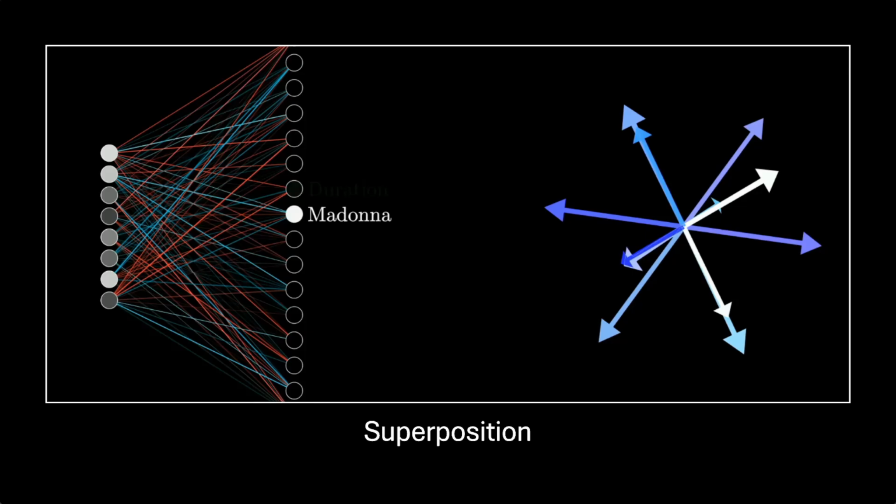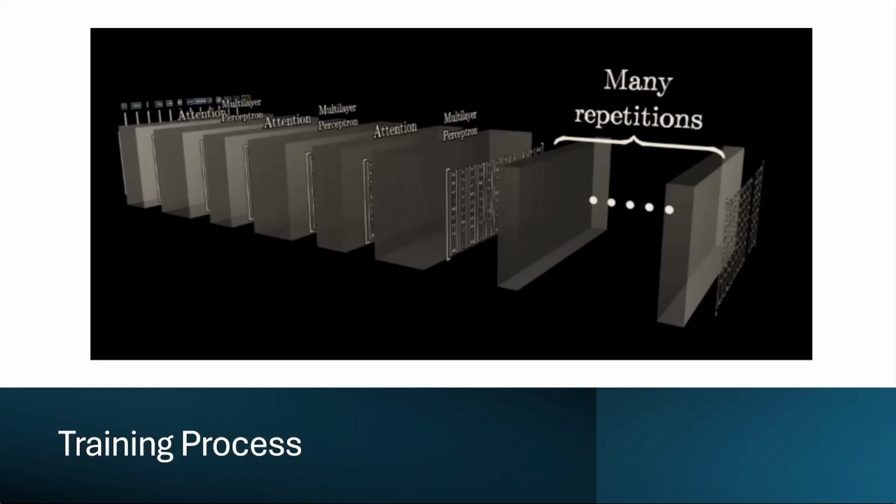The theory of superposition implies that individual features are not visible as a single neuron lighting up, but instead as specific combinations of neurons. Training a transformer model involves feeding it vast amounts of text data and adjusting its parameters to minimize the error in predicting the next word.